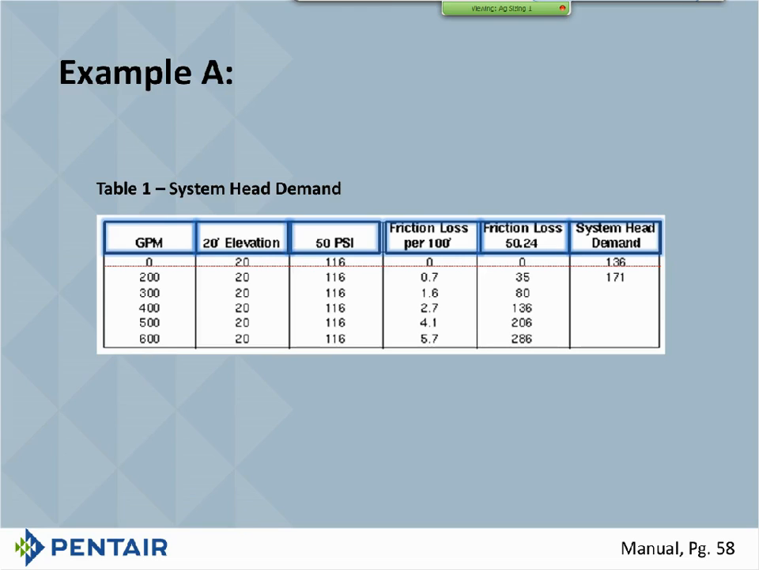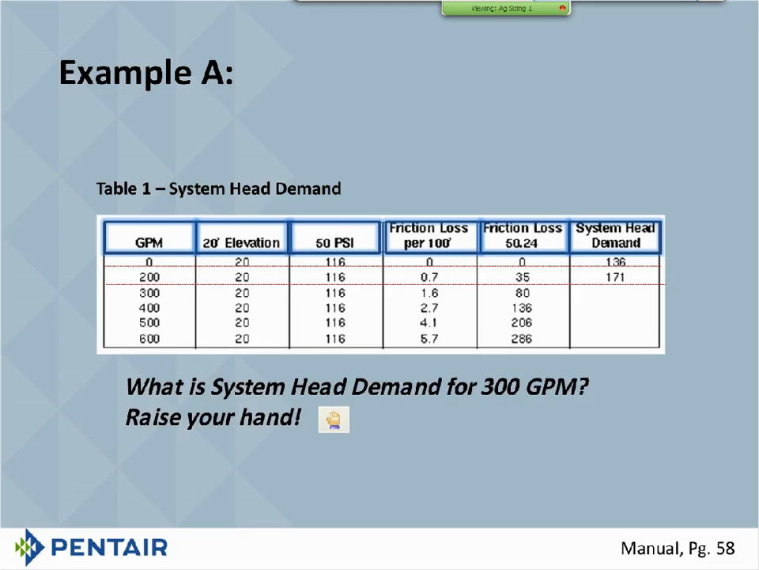All right? Now, if we go down to the 200-foot line, you'll notice we still need those two things. Our friction loss went up to 0.7, so our total friction loss in our 50.24 100-foot lengths of pipe is 35 feet. If you add the 35 to the 136, you come up with 171. All right? So what's the system head demand for 300 gallons? Anybody want to take a stab at that?